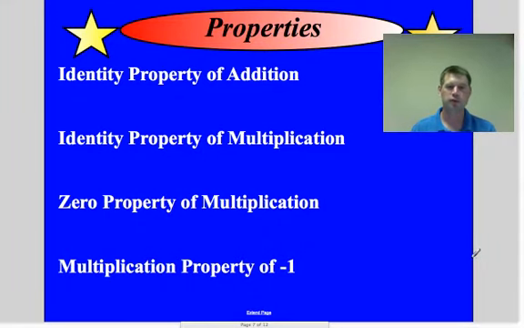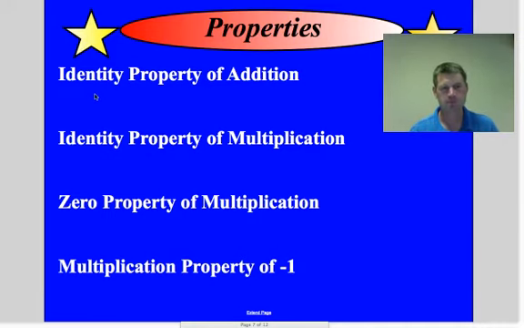Okay, now we're going to move on to the properties. A little more complicated and less used necessarily as far as referring to, but they are used all the time. We just don't really speak of them a lot. Okay, and the first one we're going to talk about is the identity property of addition. Okay, identity is keeping the same, identity in that sense. Okay, it's staying the same.